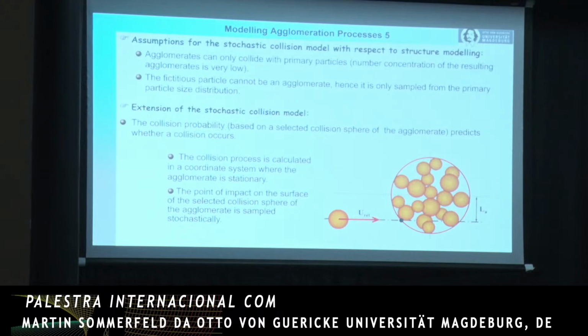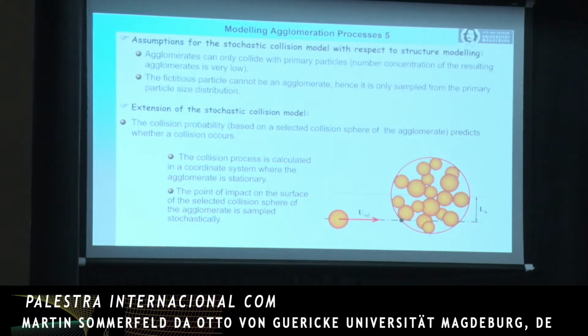So, and this is illustrated here. First of all, the assumption, an agglomerate can only collide with primary particles. My fictitious particle cannot be an aggregate. That simplifies the thing. Assuming that the number concentration of aggregates is lower.